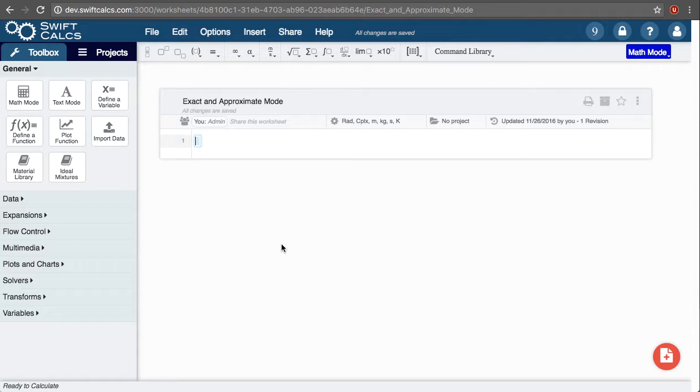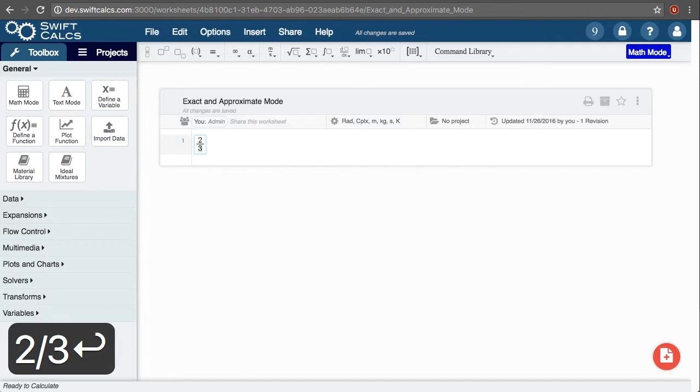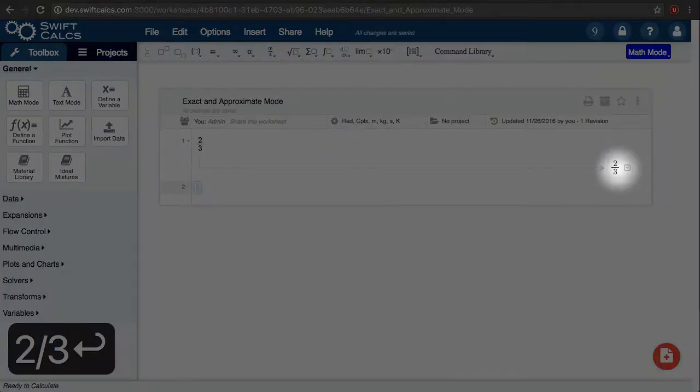Exact mode, or symbolic mode, is the default in Swift Calcs. In this mode, Swift Calcs will attempt to provide a result that is a mathematically exact representation of your solution. The easiest example is a simple division. If we ask Swift Calcs to find the result of 2 divided by 3, we get our result, 2/3.